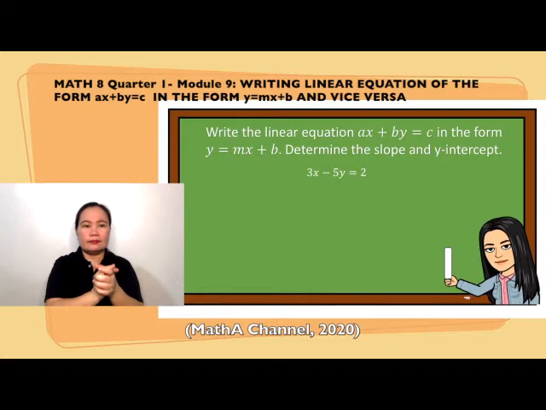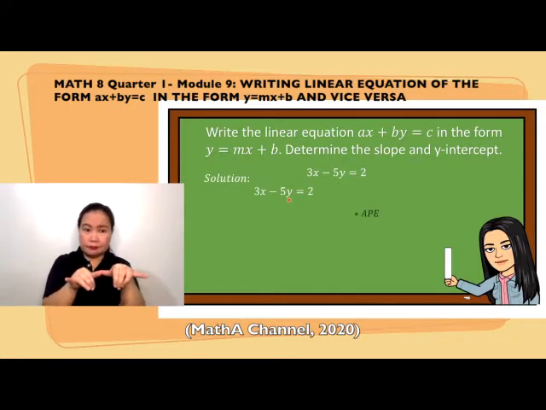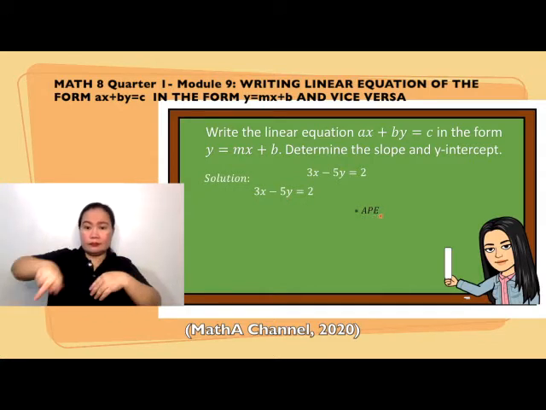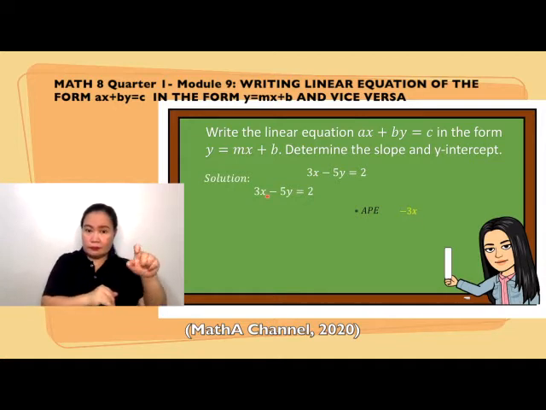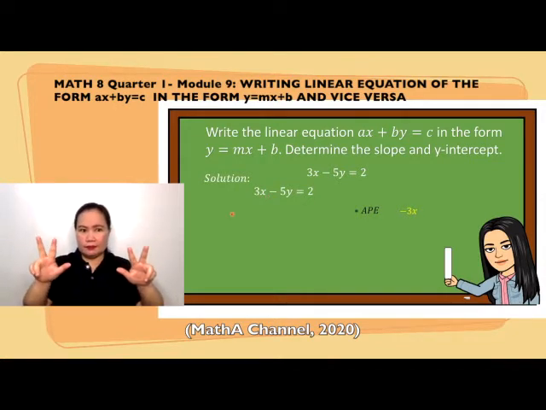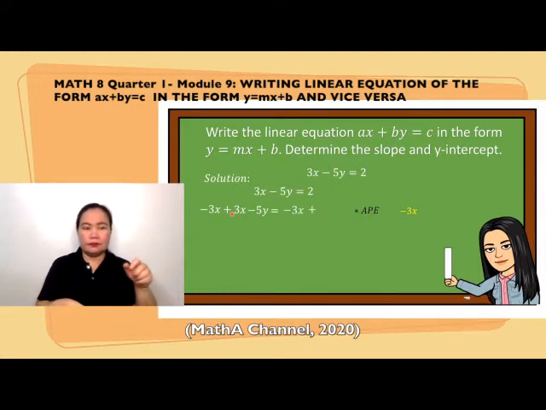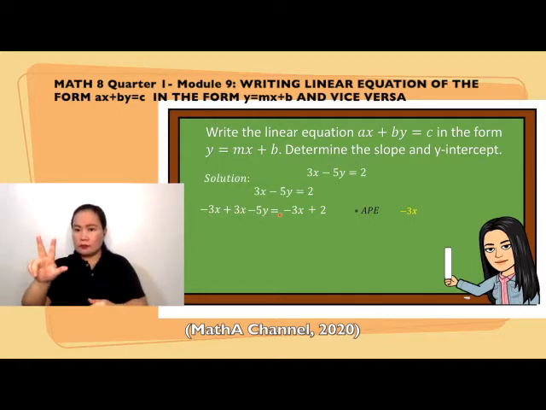Another example. Given here is the standard form 3x minus 5y equals 2. Again, for our solution, let us write the standard form and then use the addition property of equality. So, ano ang kailangan nating i-add sa equation? The additive inverse of 3x is negative 3x. So, add negative 3x on both sides of the equation. We now have negative 3x plus 3x minus 5y equals negative 3x plus 2.